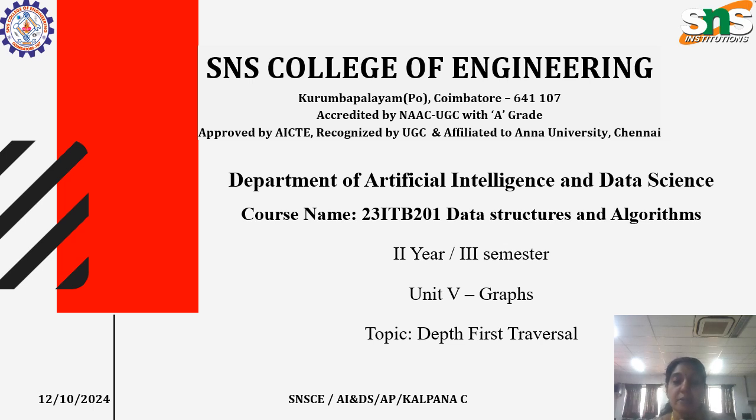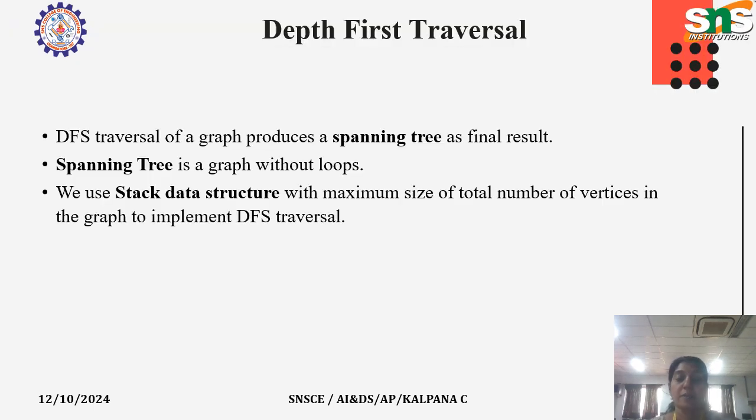So next is depth first traversal. Today we are going to discuss depth first traversal. Here the depth first traversal of a graph produces a spanning tree as a final result. Before that we discussed breadth first traversal, where we used the queue data structure, right? Here we are going to perform this traversal with the help of the stack data structure.